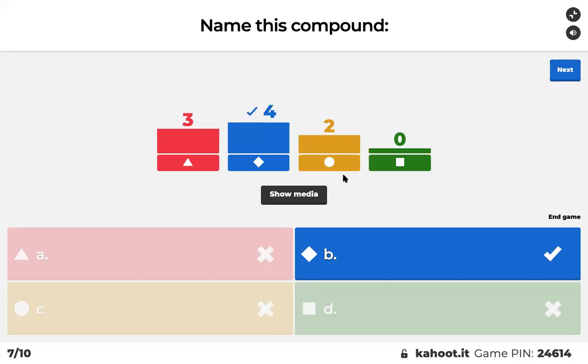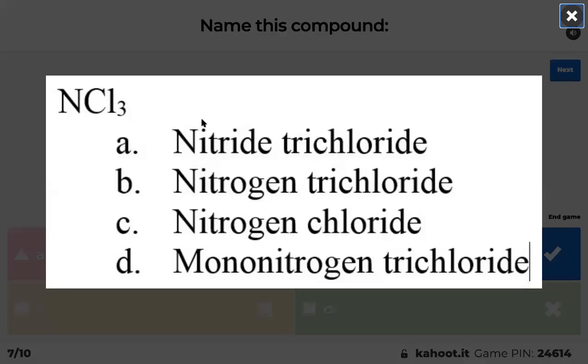All right, so let's see. 4 of us got this one right. So first off, if I look at this formula, I have N and I have Cl, so nitrogen and chlorine. Both of those are nonmetals, so that means the name is going to have prefixes because it's covalent.